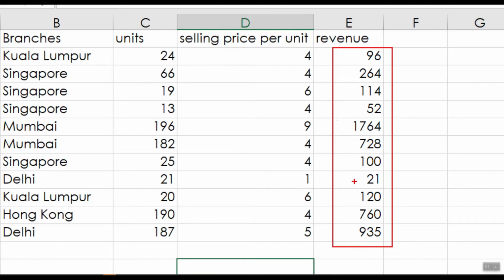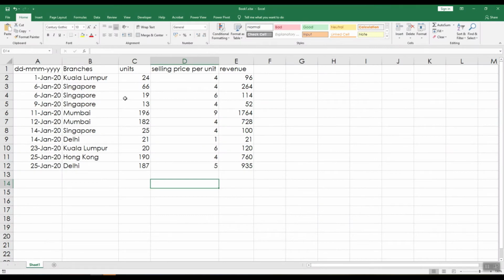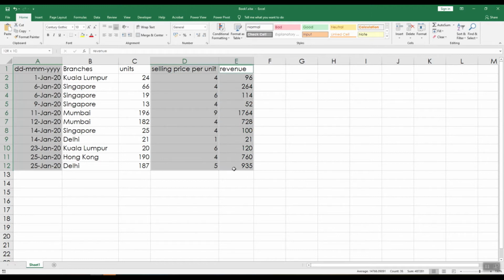When you get a set of data like this and asked to draw a graph, something that comes into your mind should be the combo graph or combo chart. Now firstly, I'm going to plot it normally. I'm going to select the date and, using my control button, select the selling price per unit in column D and the revenue in column E.